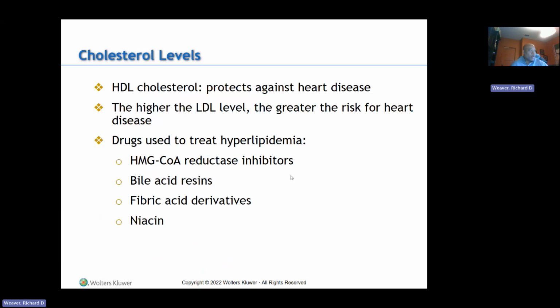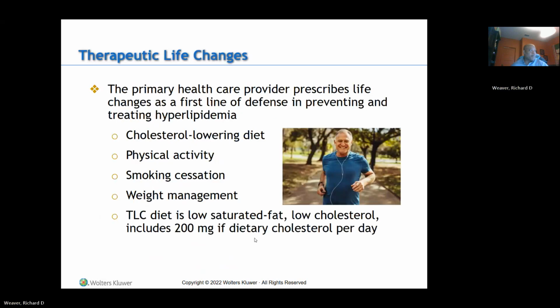All right. Take a look at some of the drugs that we will be discussing in this presentation. We have the HMG CoA reductase inhibitors. You also have the bile acid resins, the fibric acid derivatives, as well as niacin. We'll be discussing all of those in more detail. Now, the main goal of treatment in clients with hyperlipidemia is to lower the LDLs to a level that will reduce their risk of developing heart or cardiovascular disease.